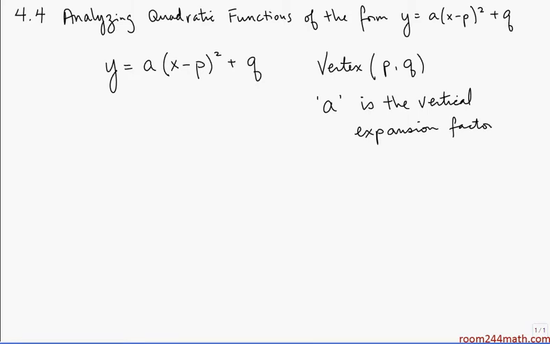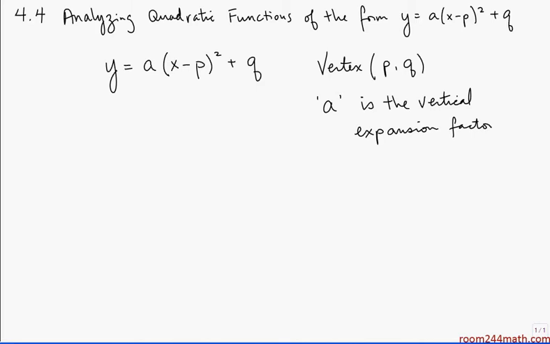Writing a quadratic function in the form y equals a(x minus p) squared plus q is a very user-friendly way of writing the quadratic function, a little bit like writing the line in the form y equals mx plus b. You can tell a lot about the quadratic just by looking at the equation when it's in that form. In particular, you can tell exactly where the vertex is.